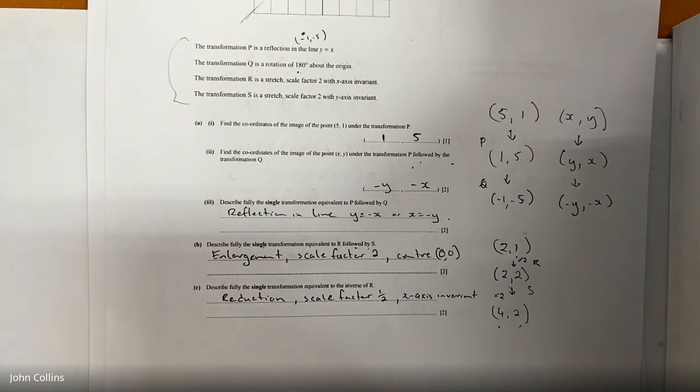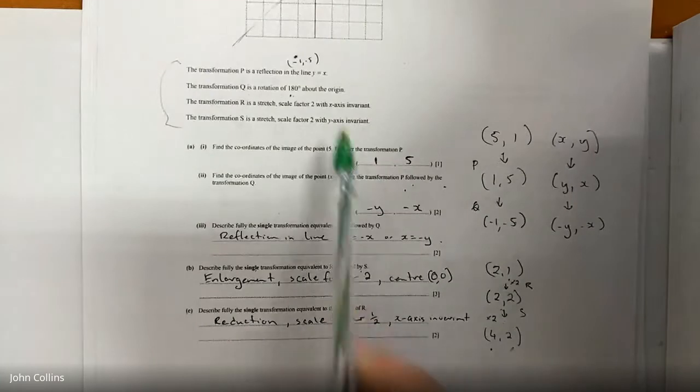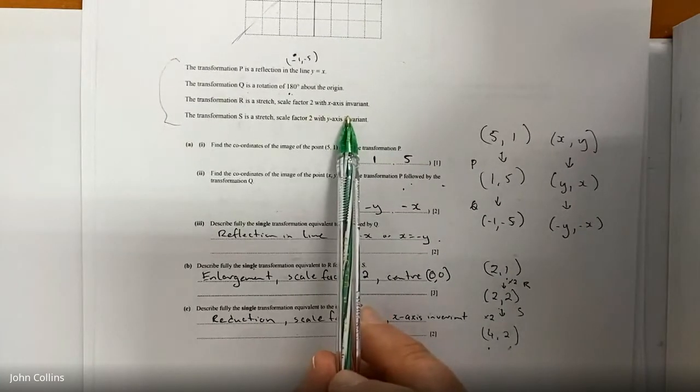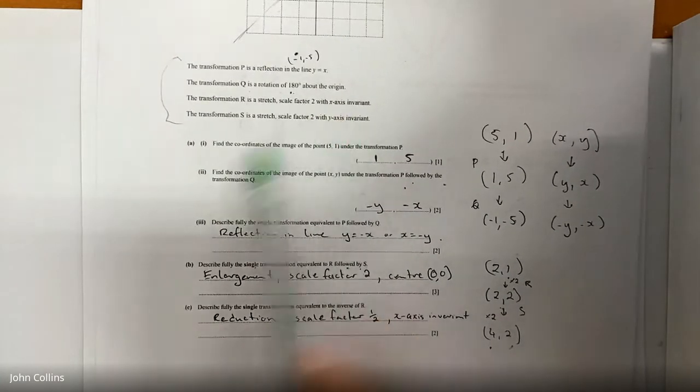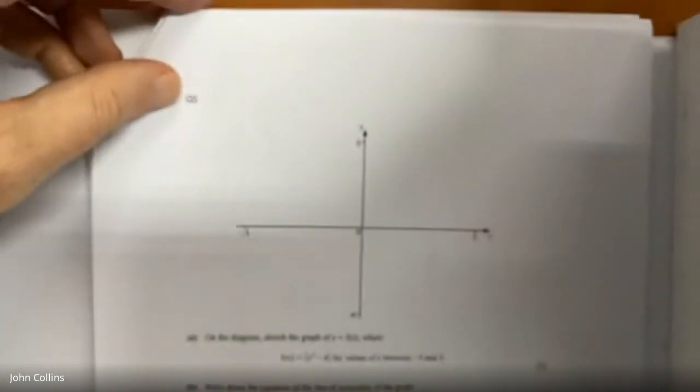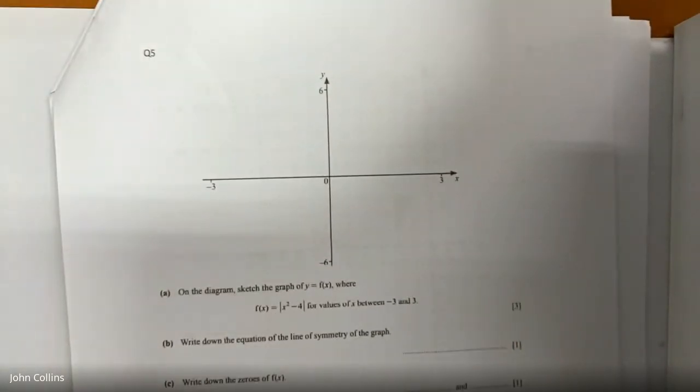All right, so that was a very difficult transformations question. Yes, Jack? The inverse of OR: the original OR was x-axis invariant, so we don't want the y to change still. Just keep it the same. Very difficult transformations question, one of the harder ones anyway.